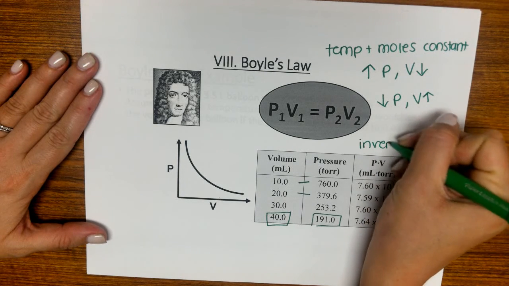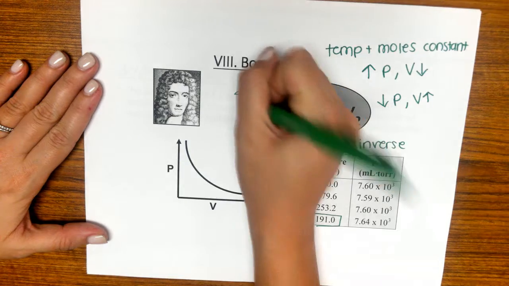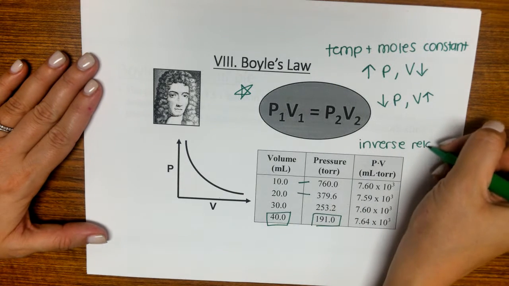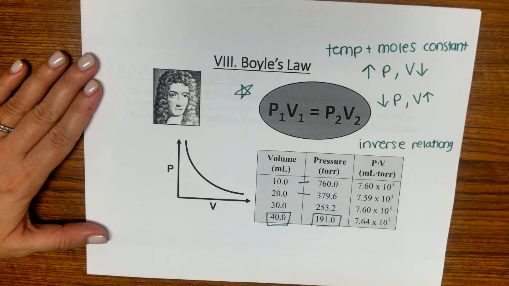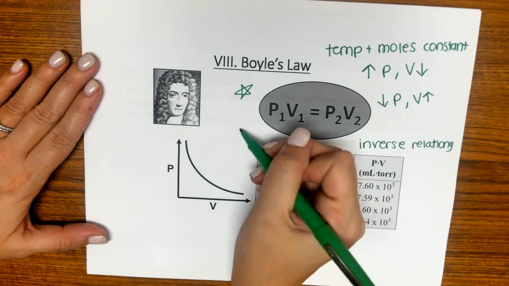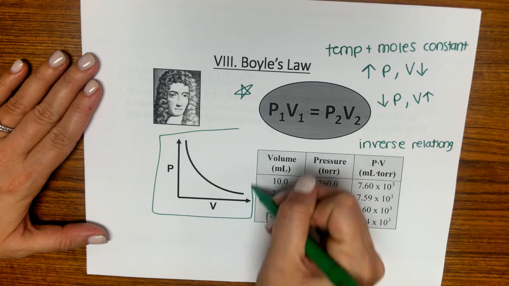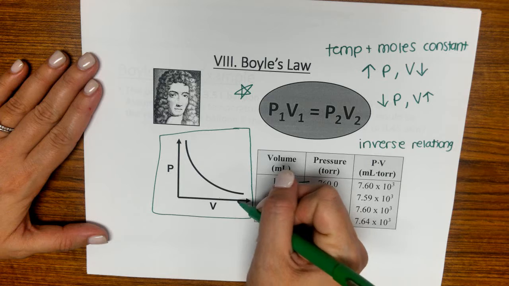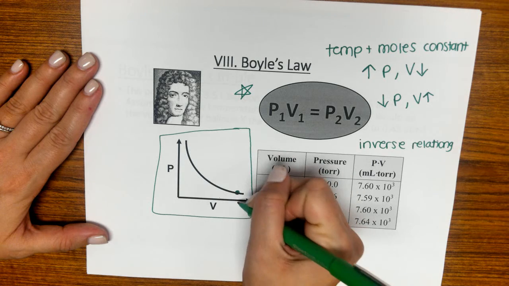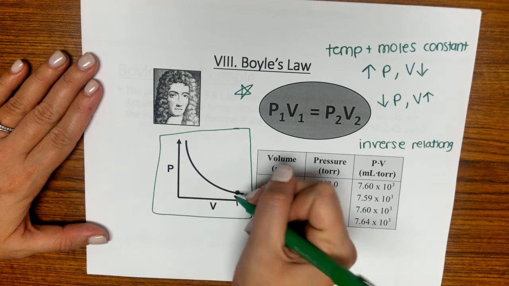So you need to know this formula. I would probably write down that it is an inverse relationship. As pressure goes up, volume goes down, vice versa. And I would also draw this graph. That is the graph of an inverse relationship. And that shows, over here at a really big volume, the pressure is super low.